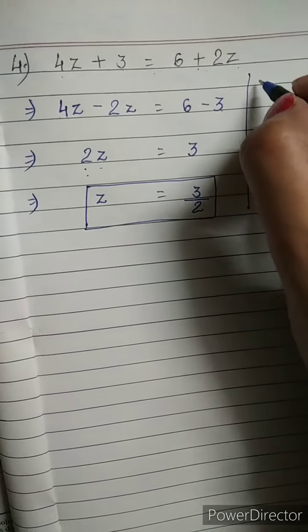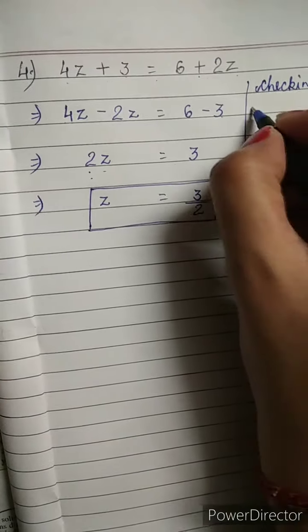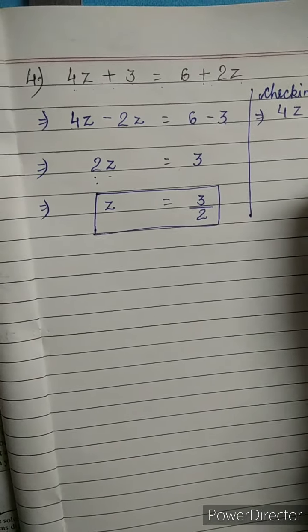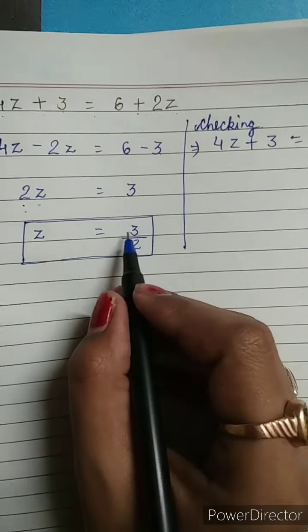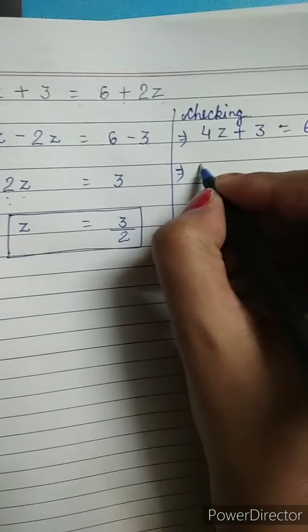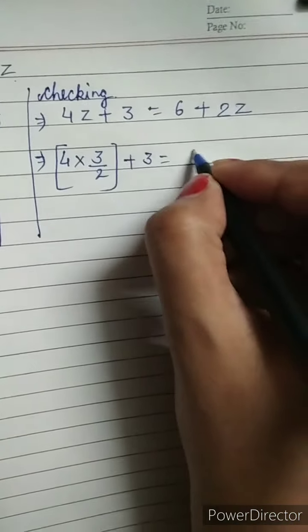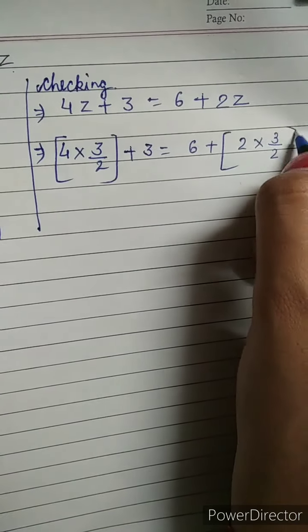Now we have to do the checking. For the checking, firstly we have to write the question as it is. 4z plus 3 is equal to 6 plus 2z. Here as you can see, we have already taken the z value as 3 by 2. So in the place of z we will put the value of z, like 4 into 3 by 2, this is the one term, plus 3 is equal to 6 plus 2 into 3 by 2.